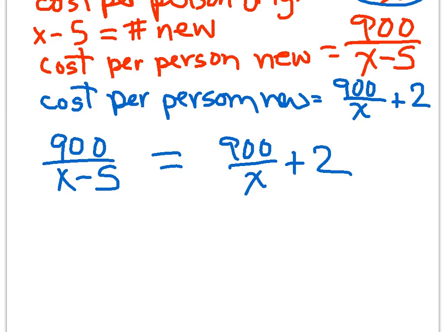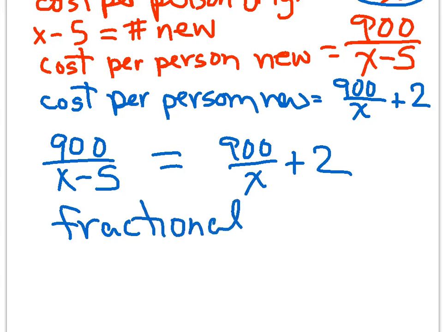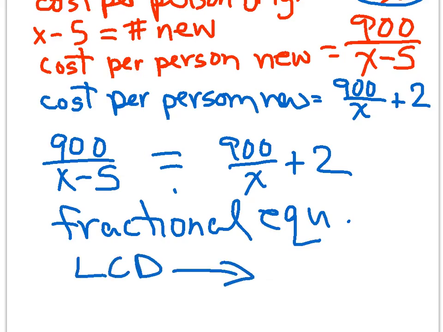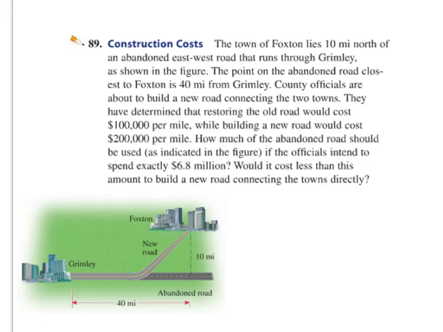So now this equation is a fractional equation. I showed you how to do these in an earlier part of this video. You're going to use the LCD method to solve it, and once you solve it, you'll find out what the new cost per person is. Actually, I didn't work this problem out all the way, so I don't really know what the answer is. So maybe you'll just have to tell me. Let's go to the next problem.